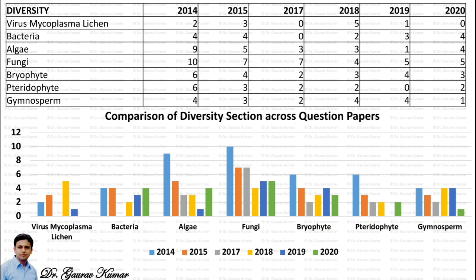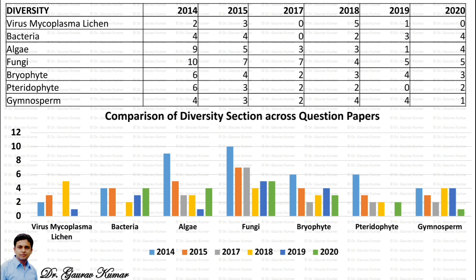In bryophyte, they are asking about things like what are rhizoids, and then peristomial teeth, the spore dispersal mechanism, and so on. In pteridophyte, they ask about apospory, stellar system, and something on the evolutionary significance of Cooksonia and Rhynia, and so on.